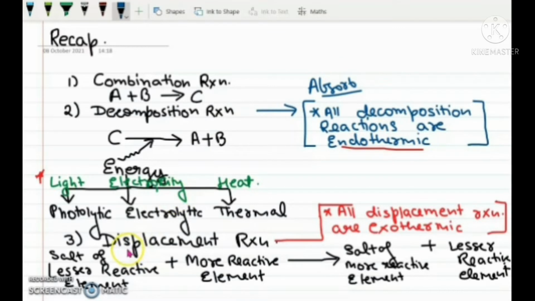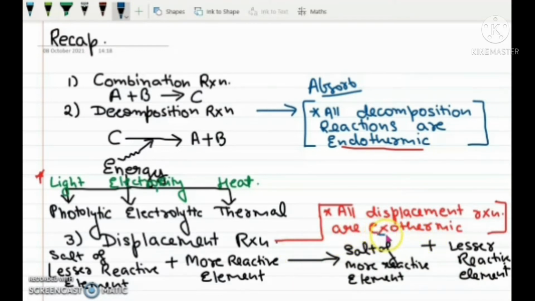The third type of reaction which we studied till now was the displacement reaction. Over here, we understood that when a salt of a less reactive element reacts with a more reactive element, the more reactive element will form a salt and will leave the less reactive element alone. You should also make a note that all displacement reactions are exothermic.